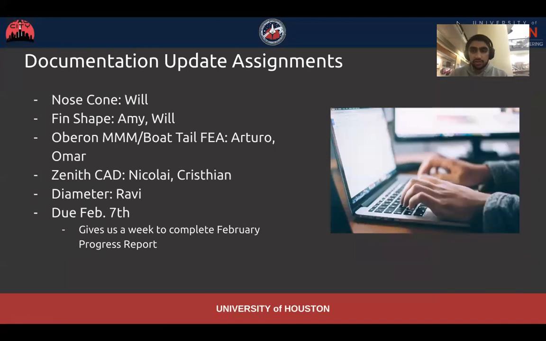So moving on to documentation, as I do want to get these different sections ironed out before we start our work on the progress report. Just another reminder, Will, to finish up the nose cone stuff. The fin shape decision, Amy and Will, as you're working on it, that would be beneficial.